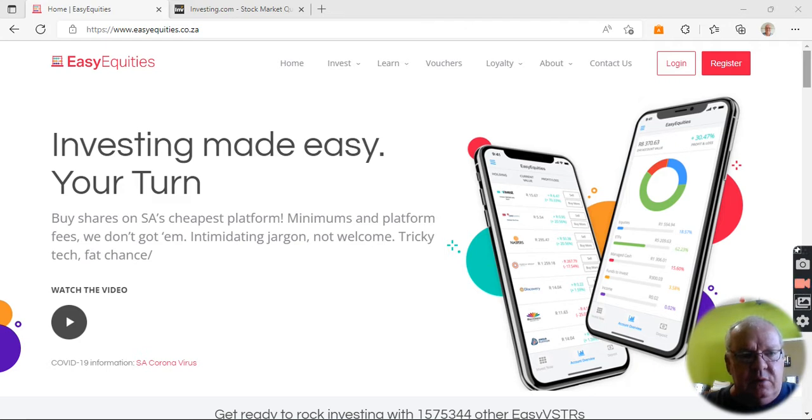But before I do that, I just want to say that I don't use that platform, investing.com. It's based in America. It's probably expensive. I'd have to send money over to the United States, which is not only expensive, but it's a hassle as well. So I don't do that.